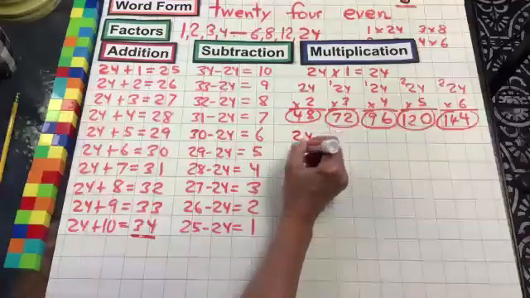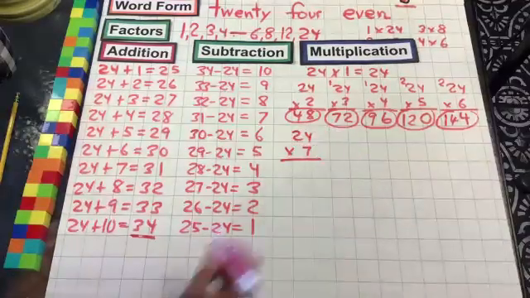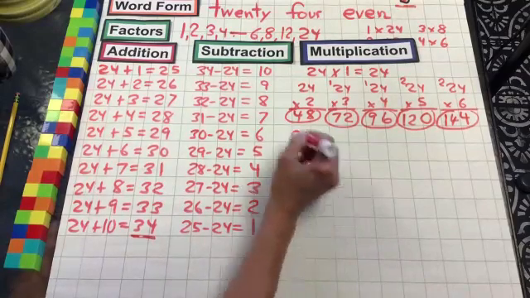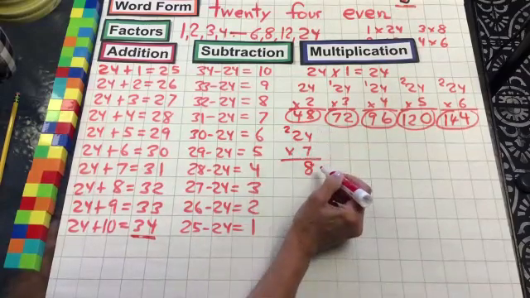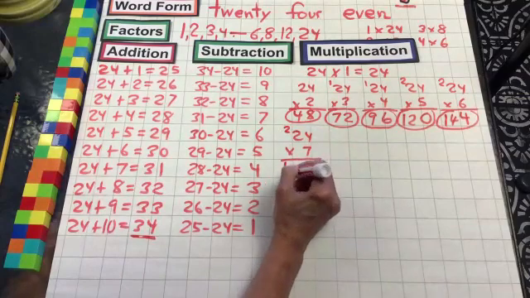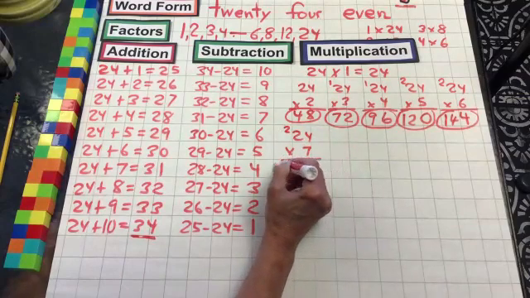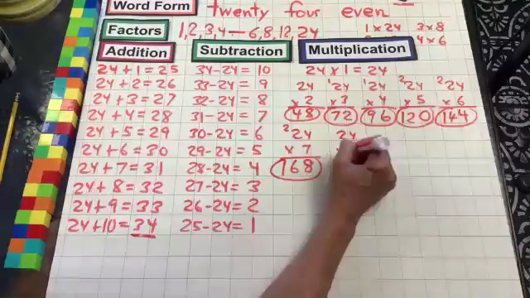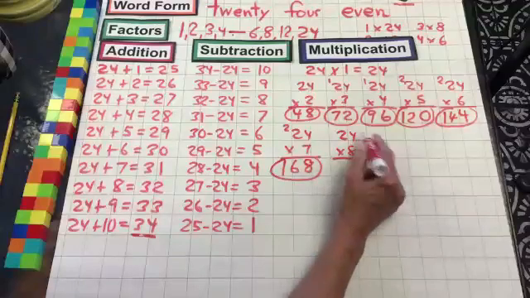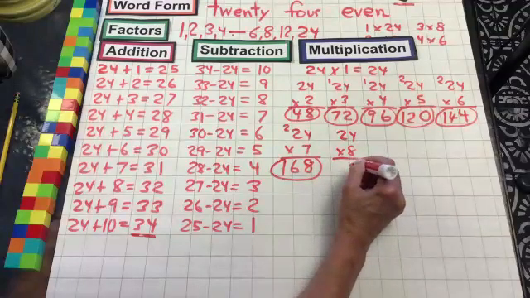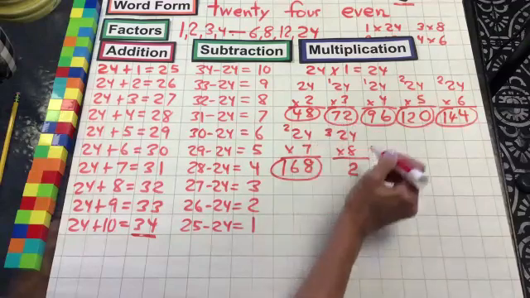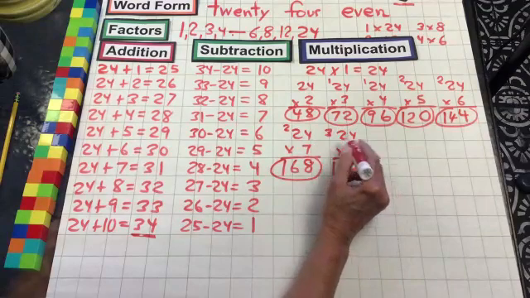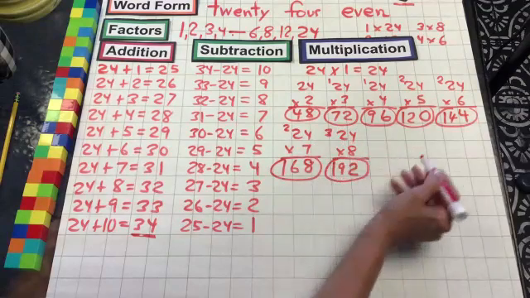Let's do 24 times 7. 7 times 4 is 28. Drop the 8, carry the 2. 7 times 2 is 14, plus 2 is 16. So 7 24s would be 168. 24 times 8. 8 times 4 is 32. Drop the 2, carry the 3. 8 times 2 is 16, plus 3 is 19. So 8 24s is 192.